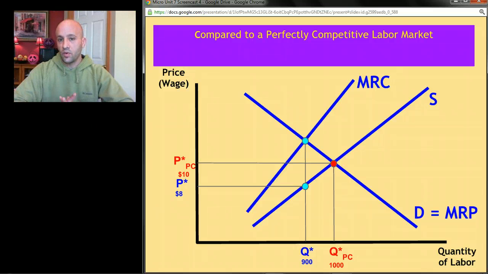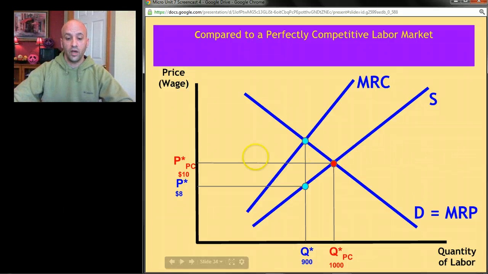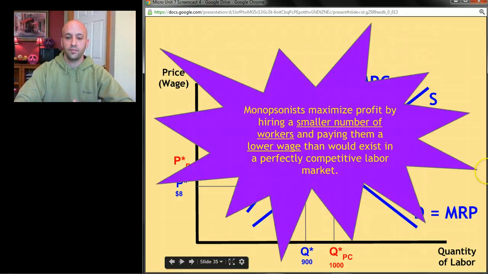Now, if you compare that to what it would have looked like in a perfectly competitive labor market, you can see why monopsonies are kind of evil. They wind up paying a smaller wage, and they wind up hiring fewer workers in their quest to maximize profits. If we left it up to perfect competition, we'd simply go to where supply was equal to demand. But we're not. Monopsonies are evil. They hire fewer workers. They pay them less.